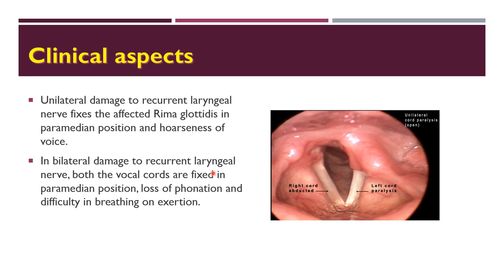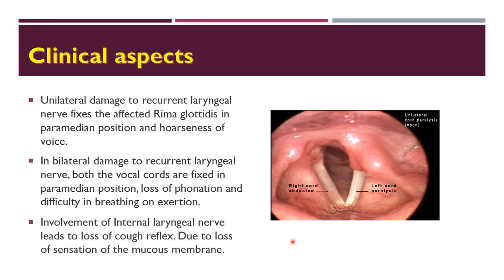In bilateral paralysis, both the vocal cords will come to lie in a paramedian position. Okay, in that case, you won't be able to produce any noise, and there will also be difficulty in breathing, mainly on exertion, because it will allow some amount of air, but since it cannot abduct completely, when you exert, when you run or walk fast or ascend the steps, then you might feel exertion. This is when bilateral damage to the recurrent laryngeal nerve takes place.